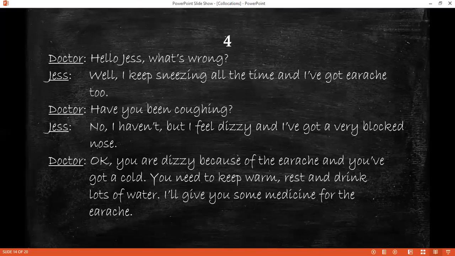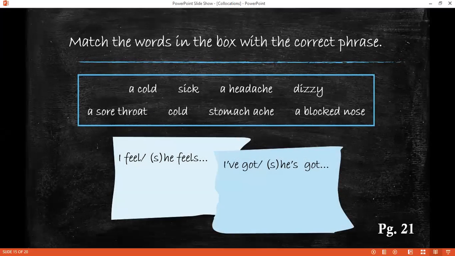Okay, children, you have heard that track, and in that track you must have noticed that they have used some of the collocations. Have you? I have. Feel dizzy. I have a cold. You have a cold. Like this, they have used some of the collocations. Now, what they want you to do is practice some of the words and their correct phrases. These are the collocations.